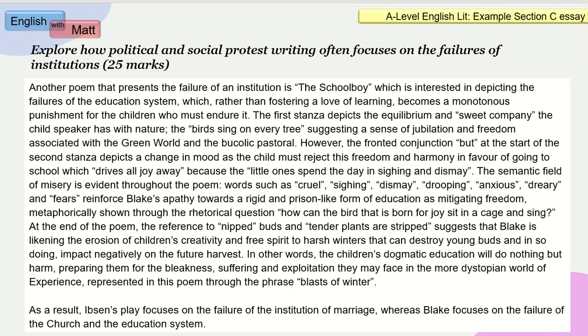At the end of the poem, the reference to nipped buds and tender plants stripped suggests that Blake is likening the erosion of children's creativity and free spirit to harsh winters that can destroy young buds, and in so doing, impact negatively on the future harvest. In other words, the children's dogmatic education will do nothing but harm, preparing them for the bleakness, suffering, and exploitation they may face in the more dystopian world of experience, represented in this poem through the phrase "blasts of winter."